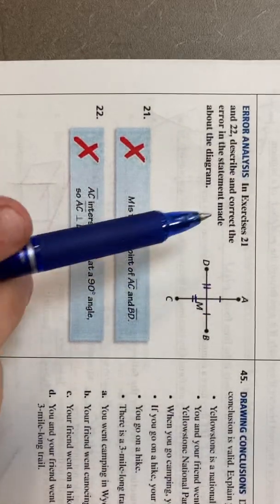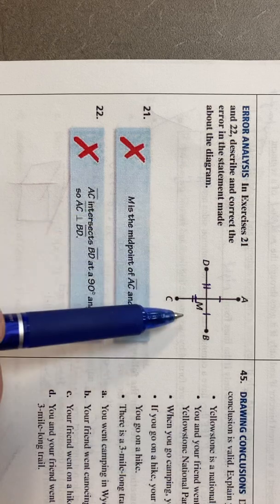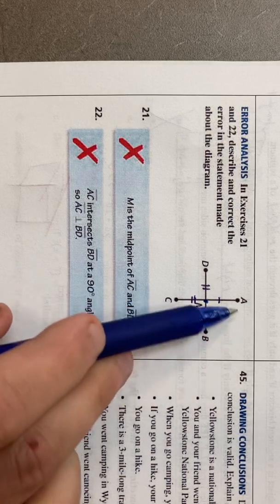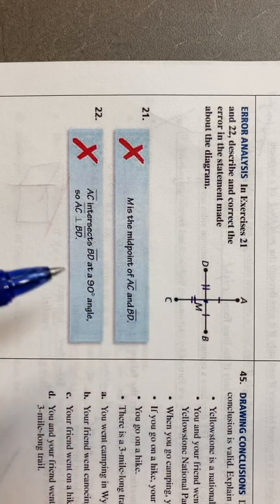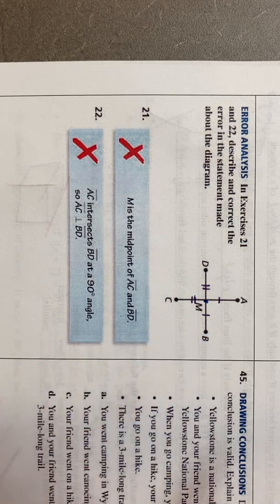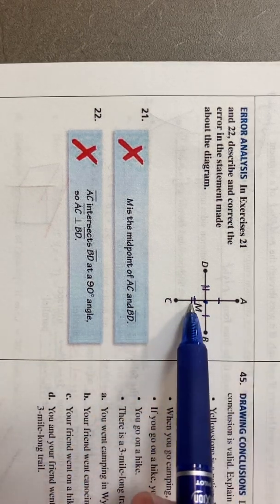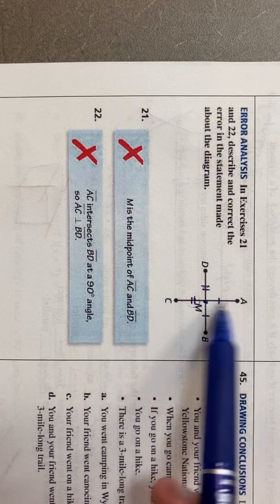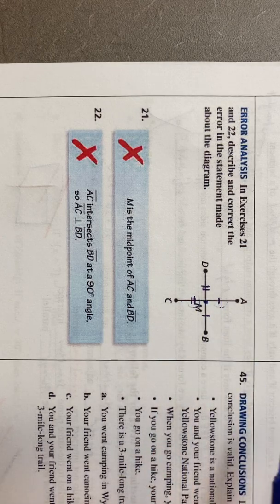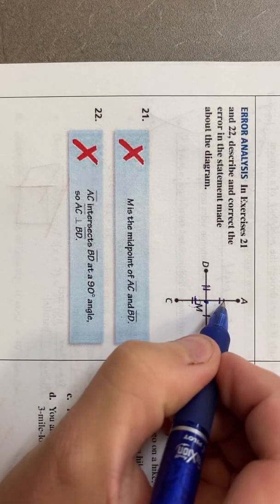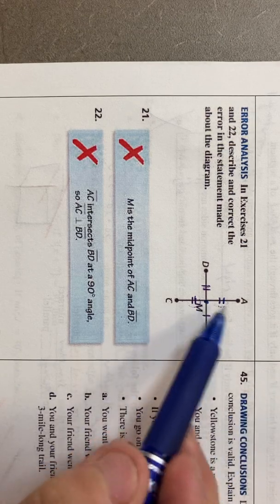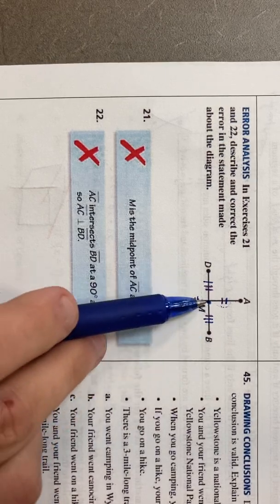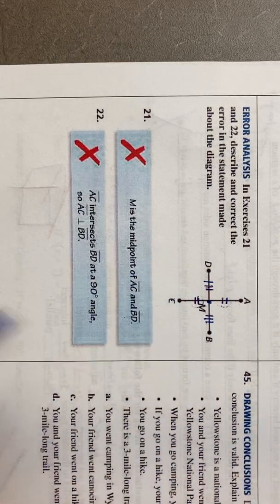Next, describe and correct the error. The statement says M is the midpoint of AC and BD. No, if M was a midpoint, then this would have 2 marks and this would have 2 marks. So M is not a midpoint of this line, and M is not a midpoint. So here's how we can correct it. Put 2 marks on that one. So now M is a midpoint, and we'll put 3 marks on this one. And now M is a midpoint of that, and now M is a midpoint of that.